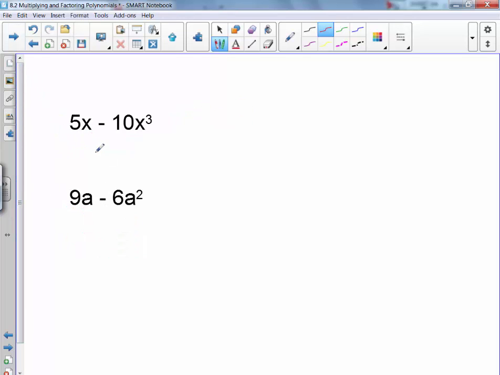All right, try these two. Pause the video, try them, and come back. Okay, so on this one, you've got a 5 in both of them, and you've got an x in both of them. So we pull out a 5x. We divide by 5x on both of them. 5x divided by 5x is 1, and 10 divided by 5 is 2. x cubed divided by x is x squared. Okay?